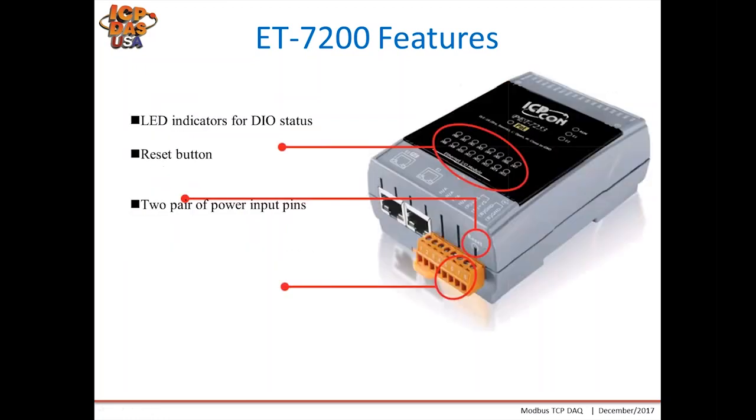The ET7200 digital modules also have LED indicators to show the status of each digital input or output. The reset button is only in the ET and PET 7200 series, and it's got a pair of power input pins as well, so you can have a redundant power source or redundant power sources. And notice again the dual Ethernet ports, which allow the ability to daisy chain.